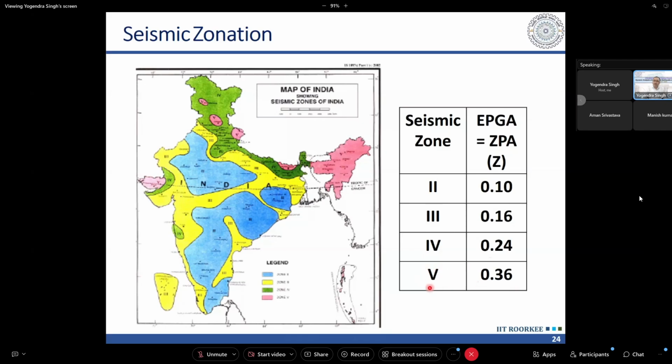It is not MCE, it is not DBE, so this 0.36 g is neither DBE nor MCE, because it is based on DSHA, and the concept of DBE and MCE is related to PSHA. So it is not a PSHA map, it is a DSHA map, and there we have the values as mean, 84 percentile or 16 percentile or any percentile, mean plus some value of sigma we can take. So these are the mean values, 0.36 g.